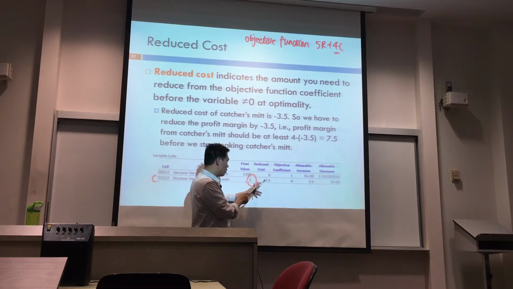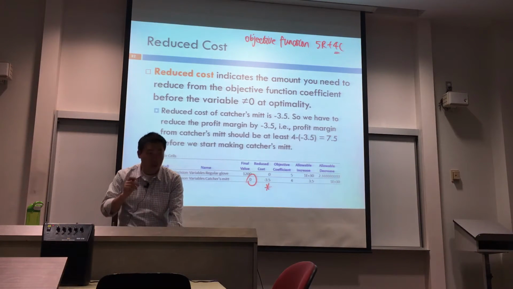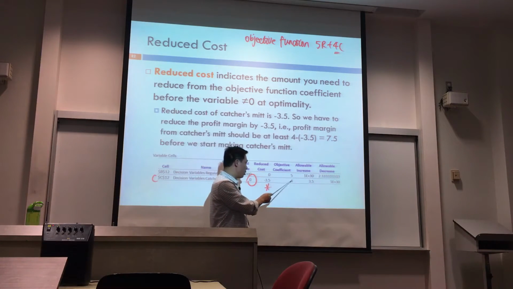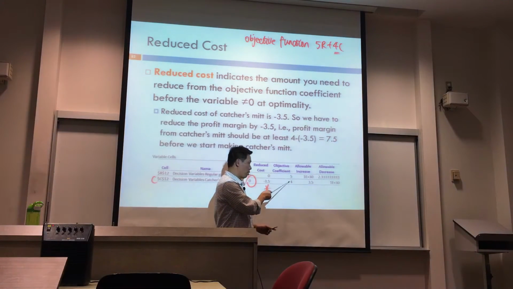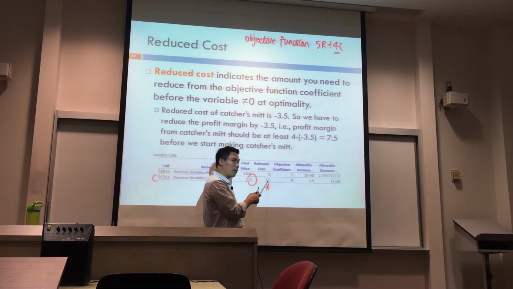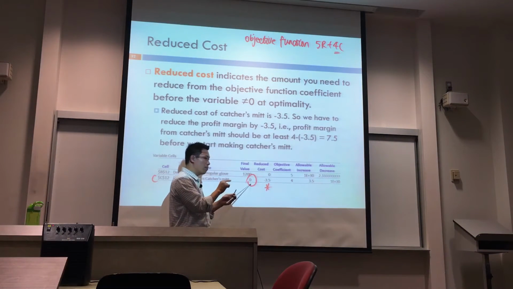Now another perspective is in terms of cost. So this number is minus 3.5. What does it mean? It means you have to reduce this number by at least minus 3.5 before this value becomes non-zero.